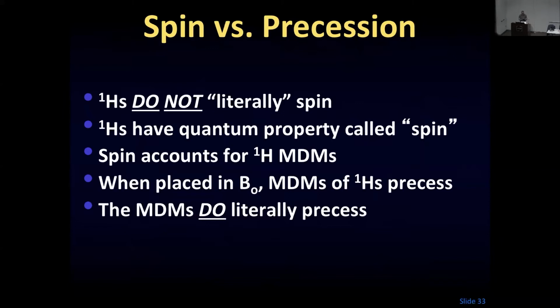Okay, now spin versus precession, they kind of sound the same, but they're not. Spin is a quantum mechanical property. The protons do not literally spin, but the spin is important because it's what induces this magnetic dipole moment. When placed in an external magnetic field, the magnetic dipole moments of hydrogen literally precess. So precession is a literal physical phenomenon. Spin is a quantum mechanical property of the proton. The precession is a property of the magnetic dipole moments associated with those protons.